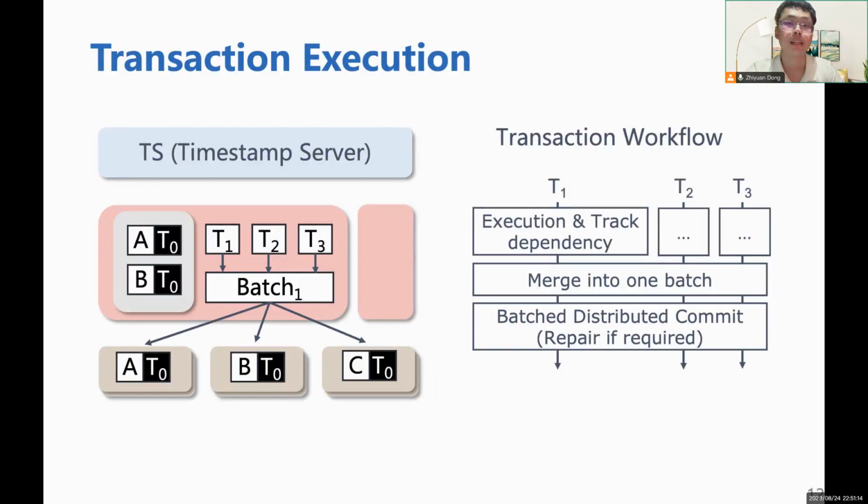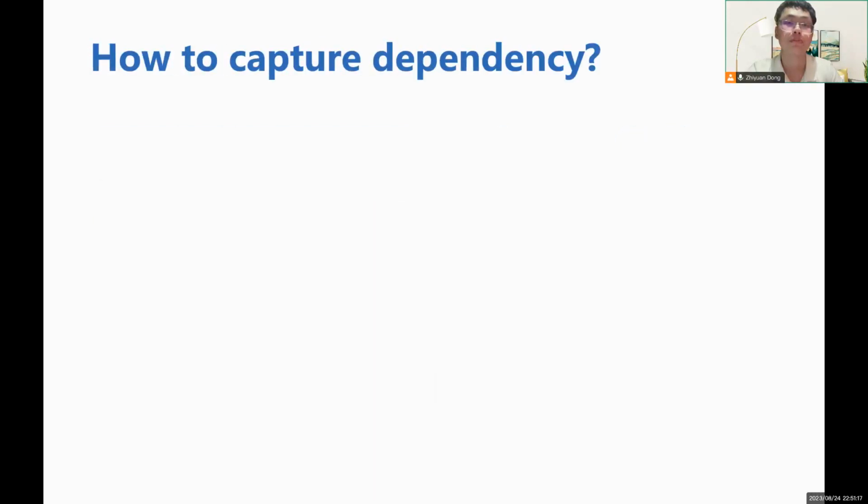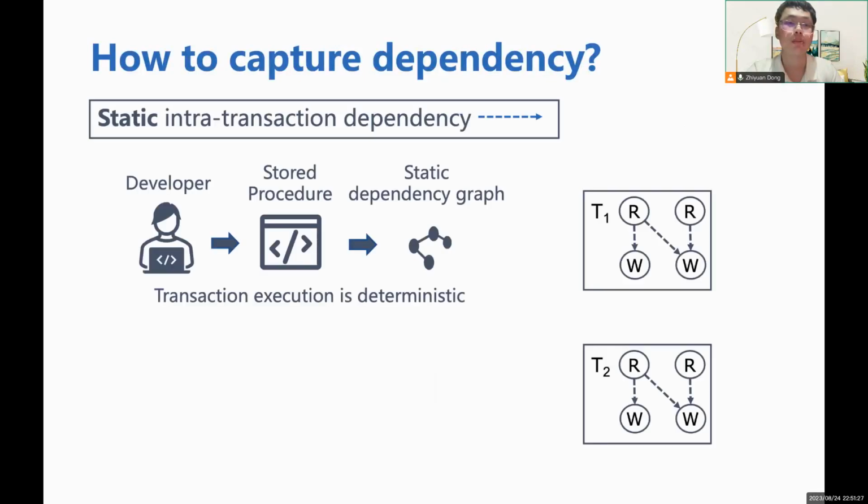Finally, the batch starts the batched distributed commit. To enable fine-grained re-execution, HighCrunch needs to track operation dependency. It classifies dependencies into 2 types. The first type is intra-transaction dependency. It provides developers with a data flow-based programming abstraction for writing stored procedures and converts the stored procedures into static dependency graphs. For re-execution, HighCrunch guarantees that transaction execution is deterministic.